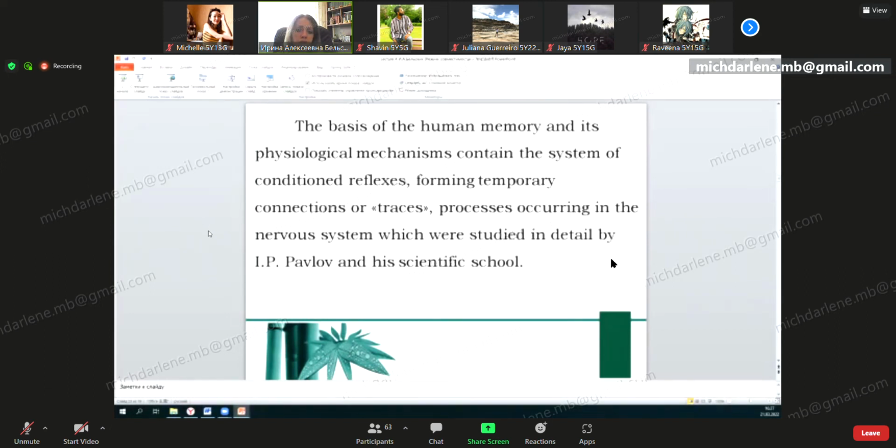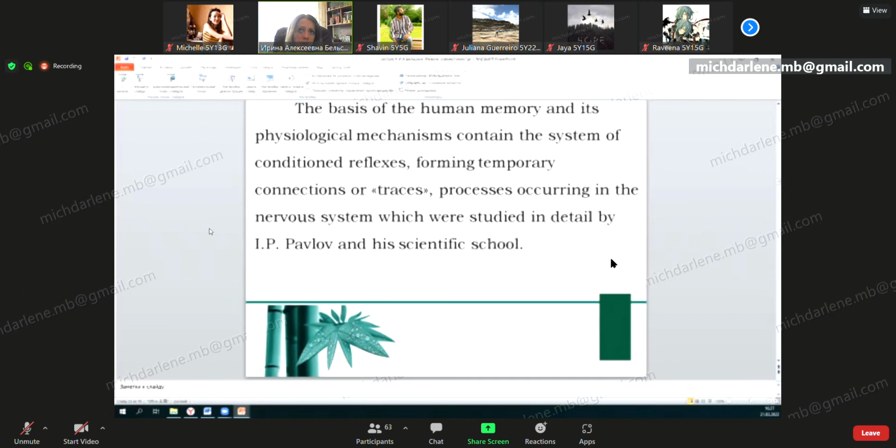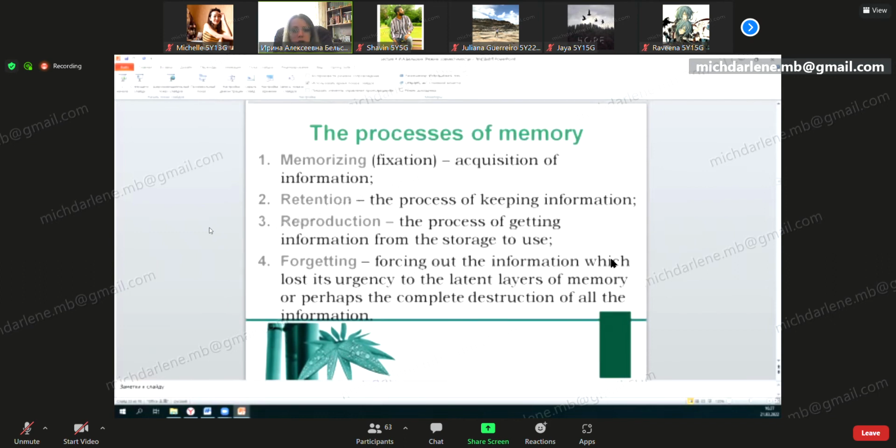Memory consists of several processes. There are memorizing, reproduction, retention, and forgetting. Now, memorizing, or another name, fixation: acquisition of information. A very simple definition. Yes, acquisition of information, that's all.